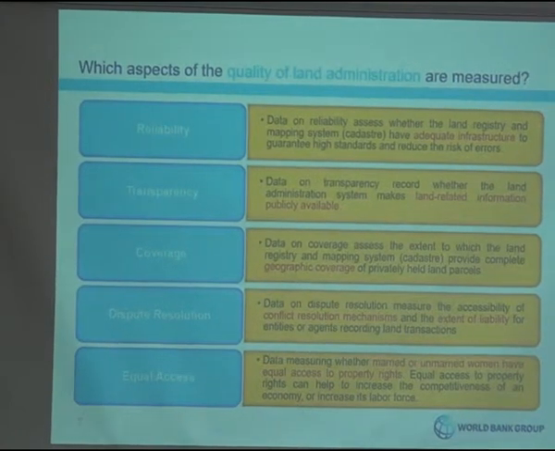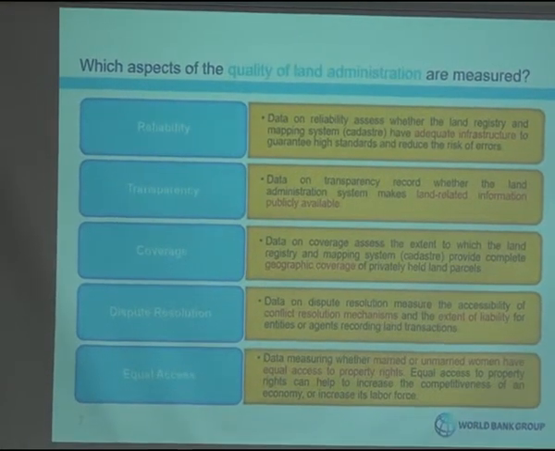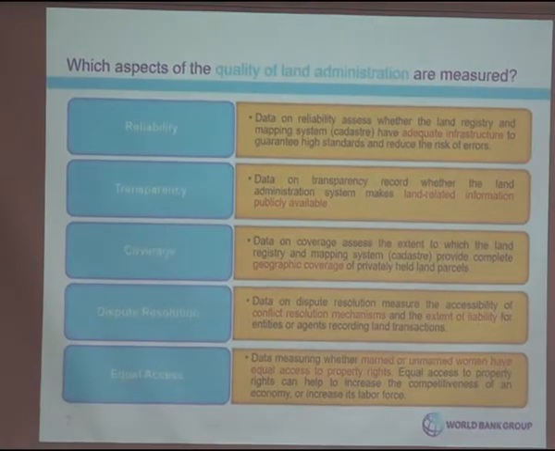And finally, the Quality of Land Administration Index also measures the equal access of married or unmarried women to property rights. Equal access to property rights can help indeed increase the competitiveness of an economy or increase its labor force.